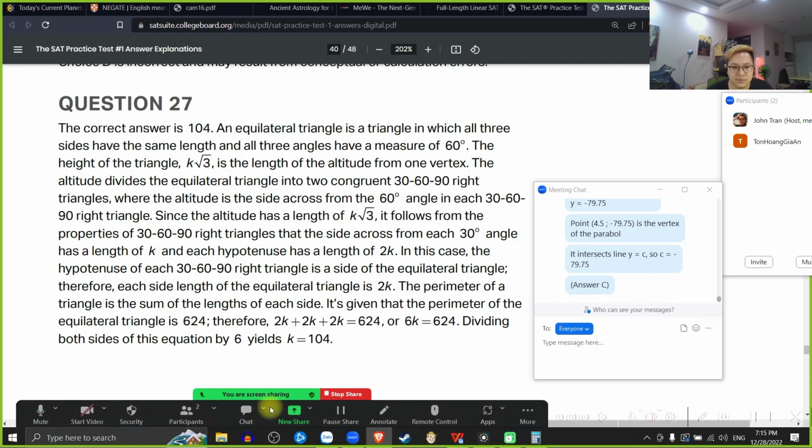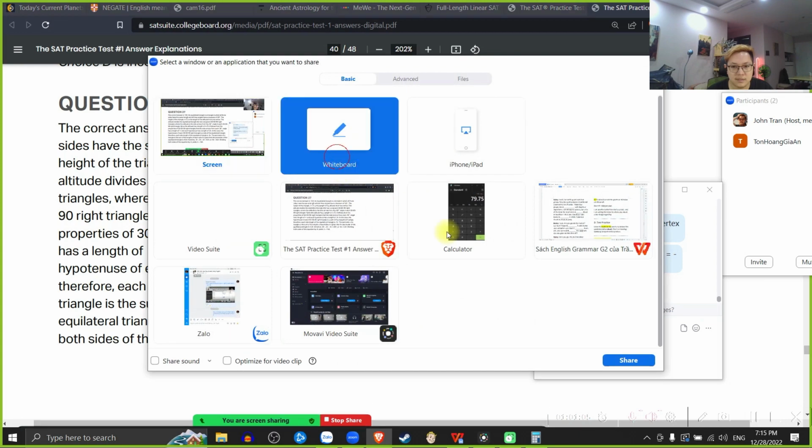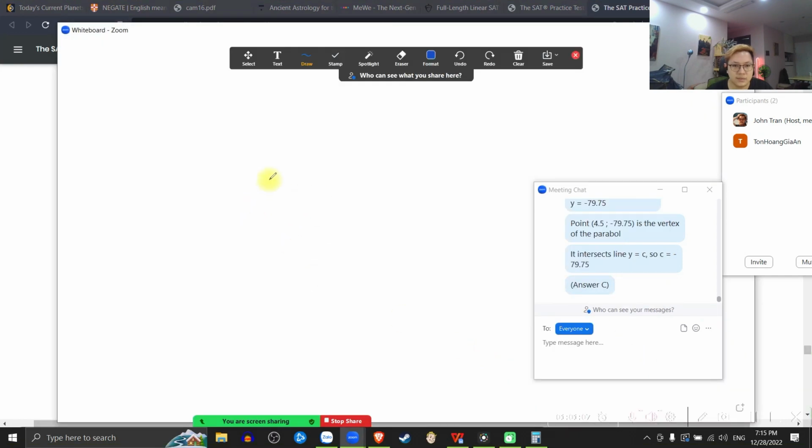Anyway, I'll show you how to do this one. I'll basically just draw it out. Okay, so let's just say that this is the same, and this is the height. This is the height you're looking for. Đây là cái độ cao chúng ta đang tìm nè.